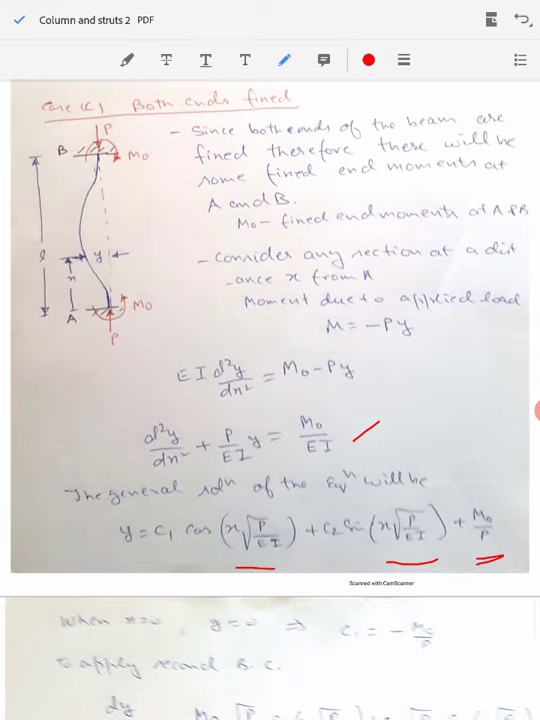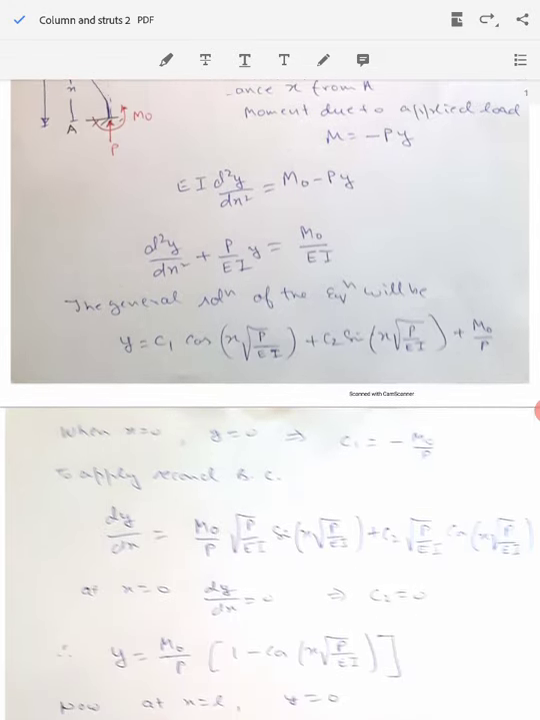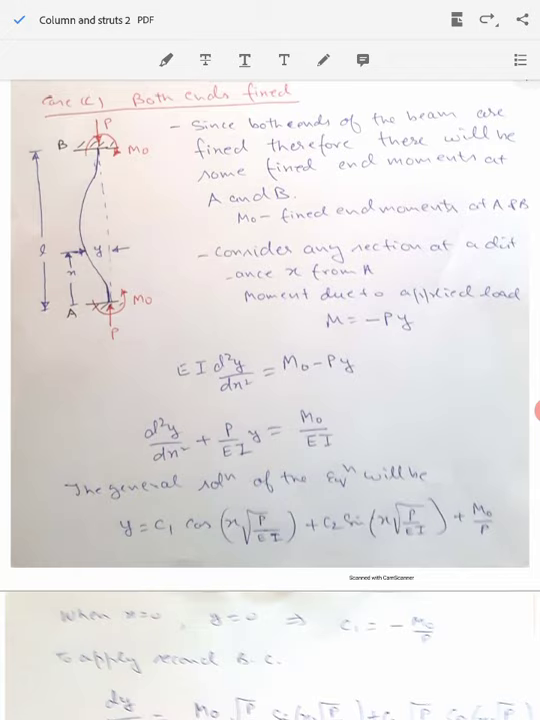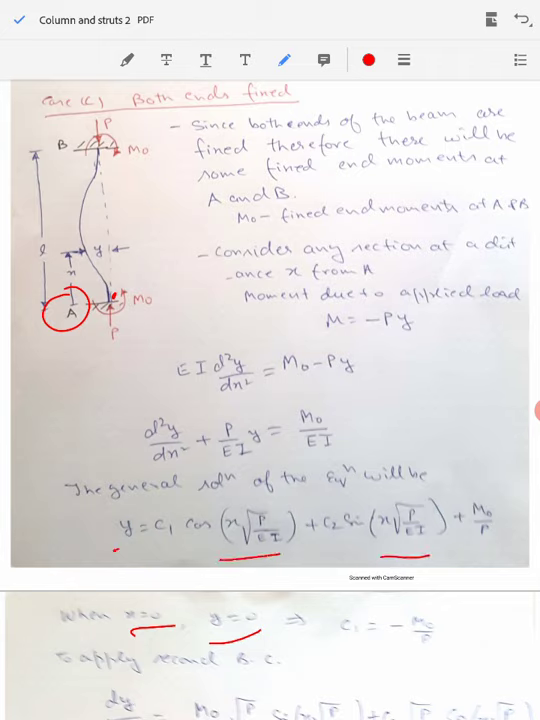So that is going to be our general solution for this second order ordinary differential equation that we have in hand. And now we need to determine the constants C1 and C2 by applying the boundary conditions. The first boundary condition is that at the end A, the deflection is 0, x is equal to 0. So at point A, x is 0 and y is also 0. If you substitute x equal to 0, this becomes 0, this becomes 1. So substituting y equal to 0, that gives us C1 equal to minus M0 by P.